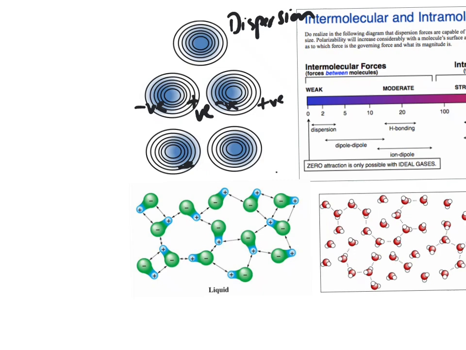So every atom is going to have some kind of dispersion force. When we say what kind of intermolecular forces are present in whatever, number one is always dispersion. It's always there. Questions on that? Okay.